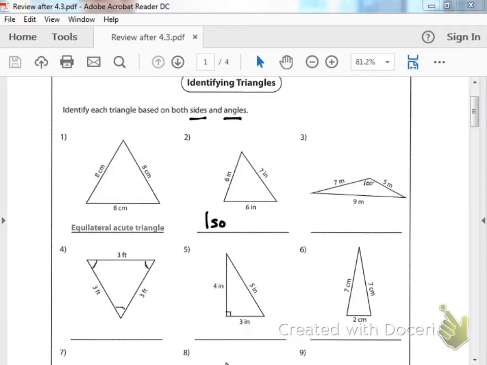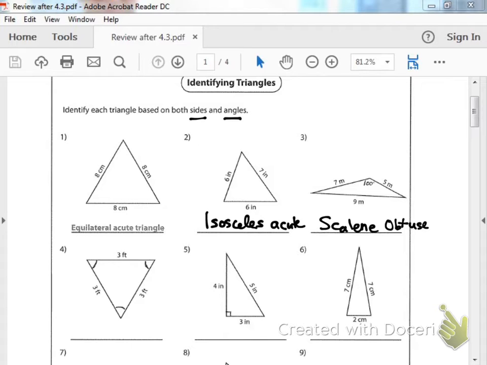Isosceles. Two sides are the same, so isosceles acute. Yes. It doesn't give us any of the angle measures, but they're obviously all less than 90, right? So there you go. Isosceles acute. Number 3. Scalene. None of the sides are the same. And it is obtuse because that larger angle in the middle has a measure larger than 90. Questions so far?